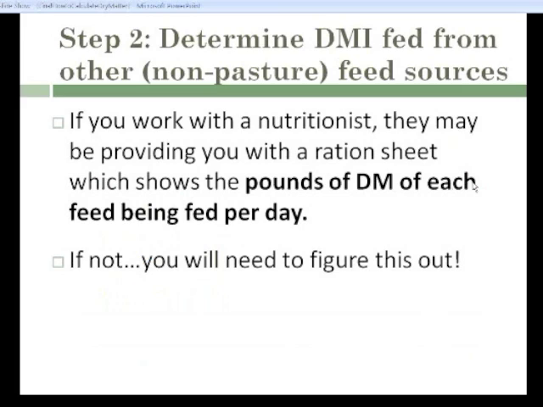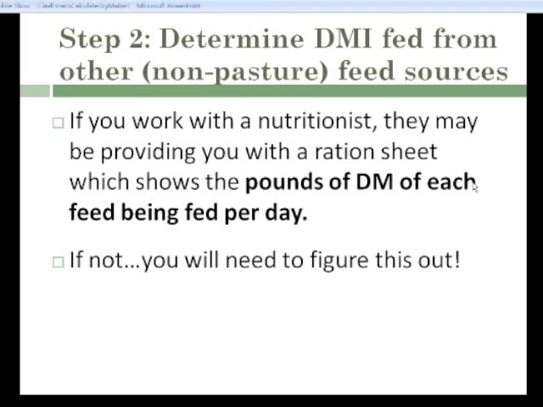So now we're going to talk about how to figure out how much dry matter is coming from feed sources other than pasture. So this is figuring out what the dry matter intake from feed fed is. If you're working with a nutritionist, all of this is going to be quite a lot easier, because they're probably going to be providing you with a ration sheet which shows you the actual pounds of dry matter from feed being fed per head per day, generally, is how the information will be presented to you. They'll probably also be giving you the dry matter demand numbers.